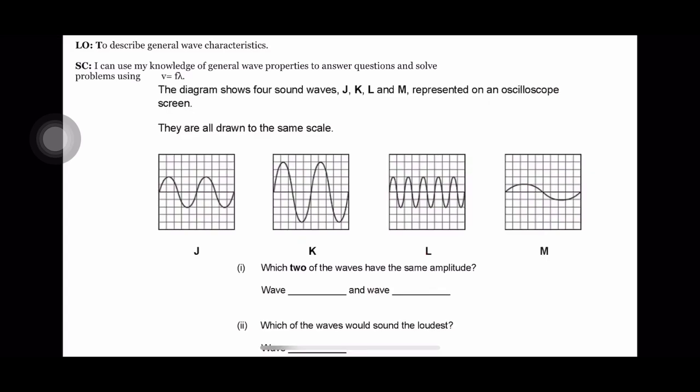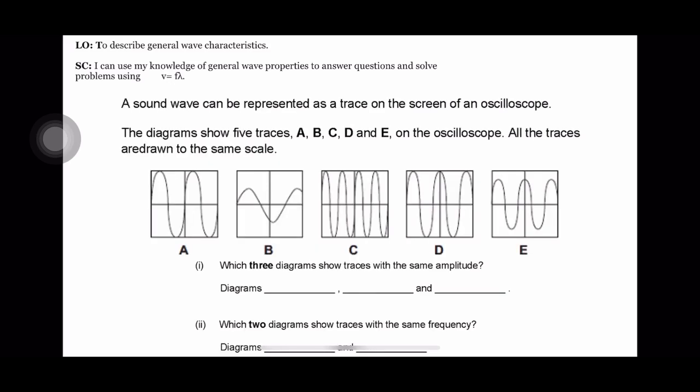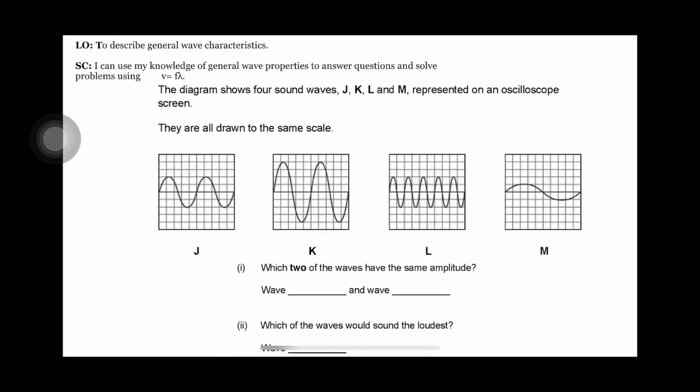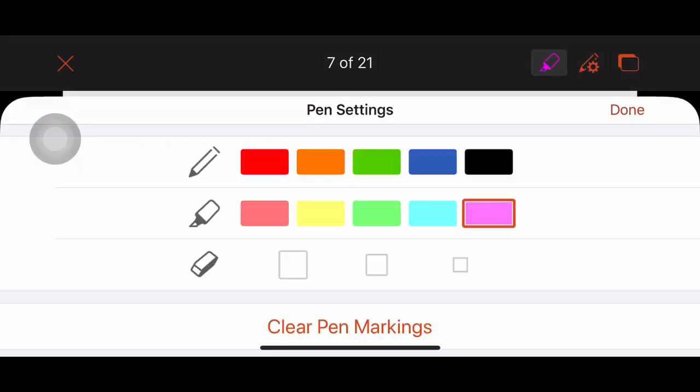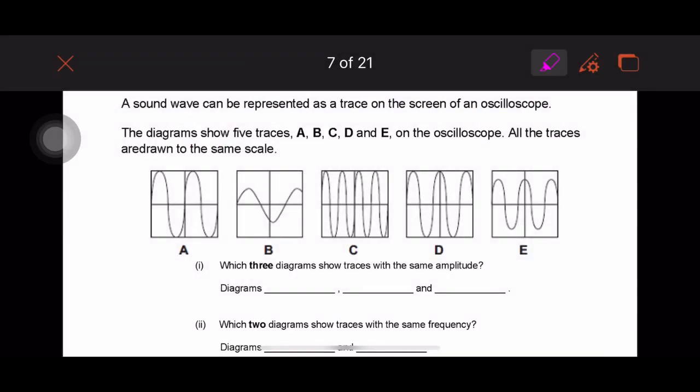Next. Okay, this is similar to the previous page. Then, okay, let me answer the previous page. Okay, let's go to this. I'm gonna answer. Which 3 diagrams show traces with the same amplitude? Okay, so the answer will be A, B, and C because they have the same heights.